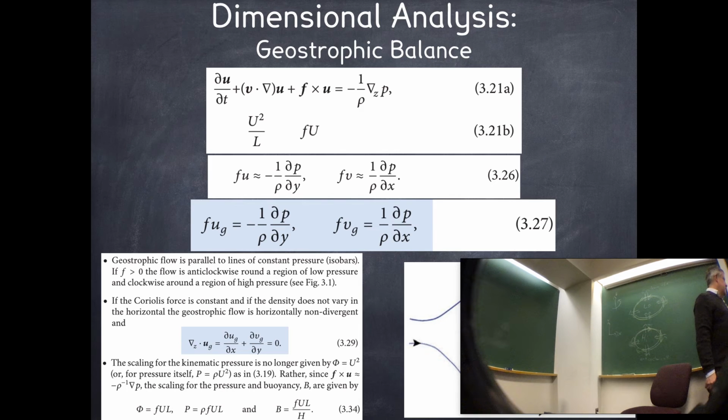If I take the divergence of these two equations, what happens? If I take ddx of this and ddy of that, what happens to the other side? If the density is constant, I get minus ddx ddy of p and plus ddx ddy of p. So this geostrophic velocity does not diverge, which we're going to come back to over and over again. That's this little piece. The scaling for the kinematic pressure is no longer good for this. We'll come back to that later.